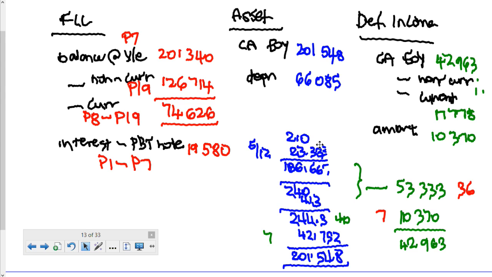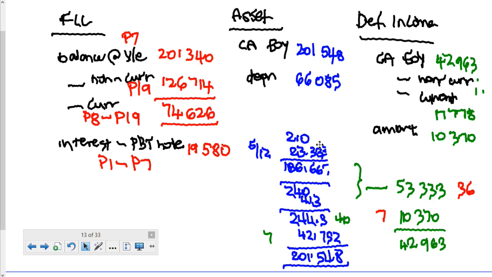Then the asset: I start the year at 210. I depreciate for 5 months, 23,333. It's 20% straight line on 280. Cost was 280, 20% straight line for 5 months, 23,333. I land on 186,667. I've got to bump that up to 240. I've got to add the costs of 4.3, because I take the carrying amount, bump it up to selling price, add the costs. I land on 244.3.